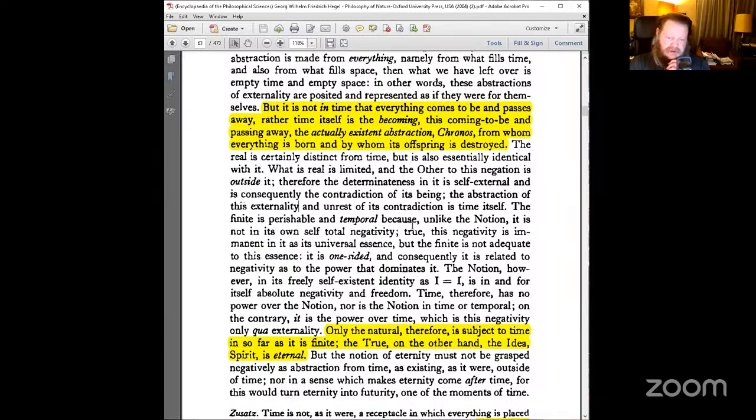The notion, however, in its freely self existent identity as I equals I, is in and for itself absolute negativity and freedom. Time, therefore, has no power over the notion, nor is the notion in time or temporal. On the contrary, it is the power over time, which is this negativity only qua externality. Only the natural, therefore, is subject to time insofar as it is finite. And that's a big sentence right there that you should note. Only the natural, therefore, is subject to time insofar as it is finite. The true, on the other hand, the idea, spirit, is eternal. So yeah, he's getting to the difference between the finite and the infinite.